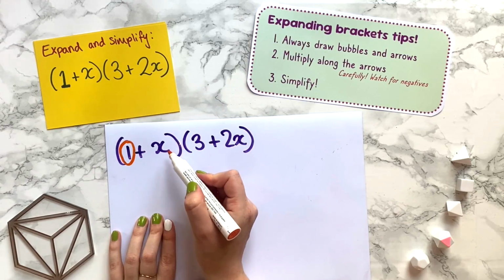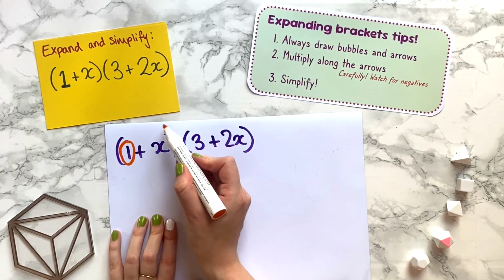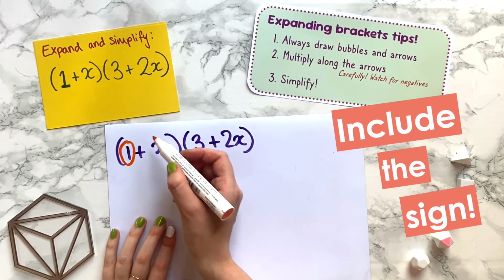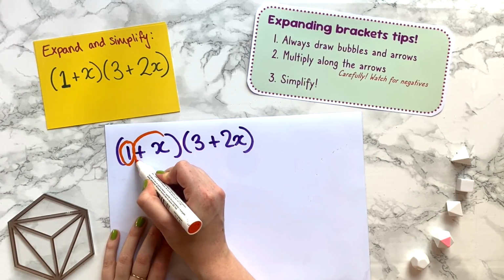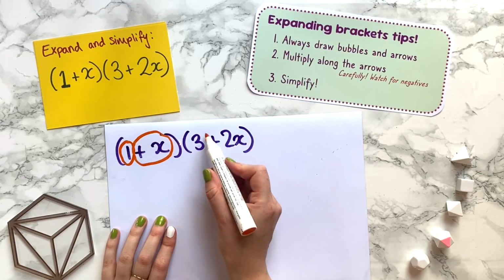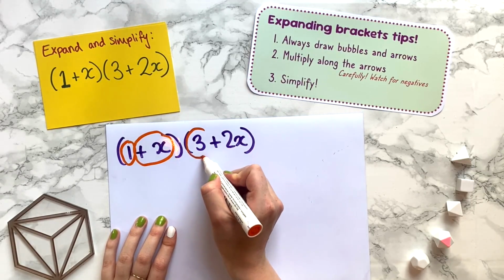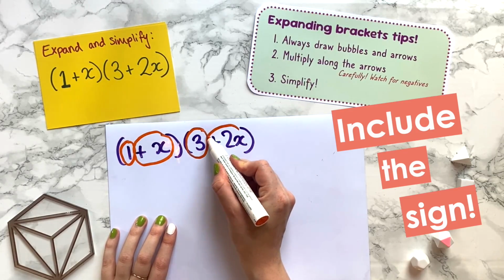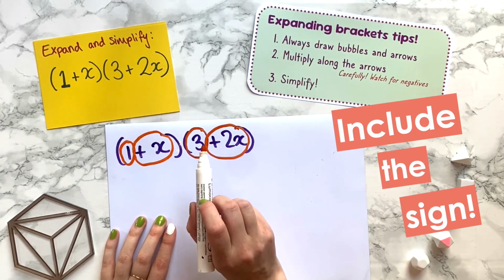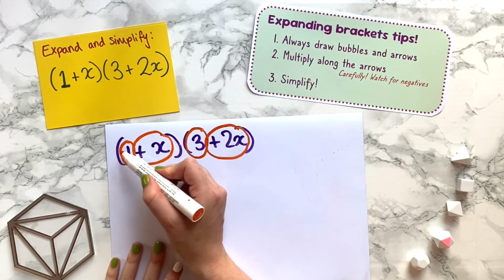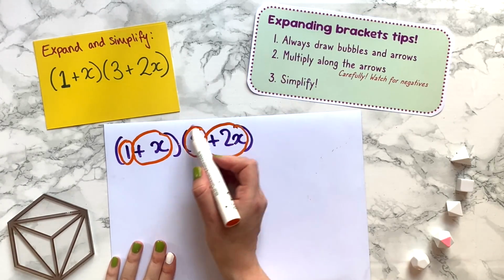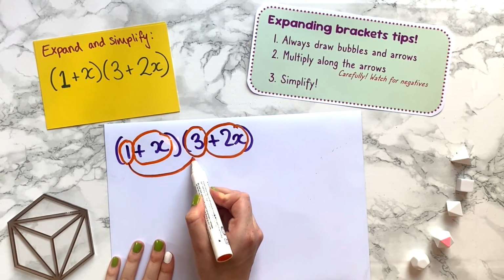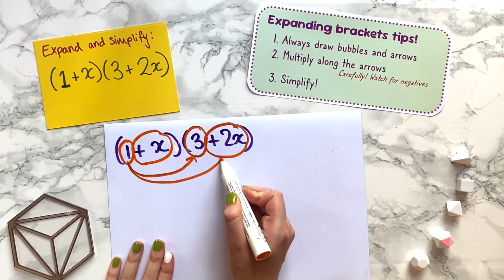The next term is this x, and we're going to draw a bubble around it, including any signs that come before it. So the plus is before it, so we're going to group that in with the x. Then we have a 3, this gets its own bubble. And then we have a plus 2x, the plus is before it, so it goes in the bubble with it. Now, much like before, we're going to draw on some arrows. This bubble is going to go to everything in this second set of brackets. So this 1 is going to go to the 3, and it's going to go to the plus 2x.